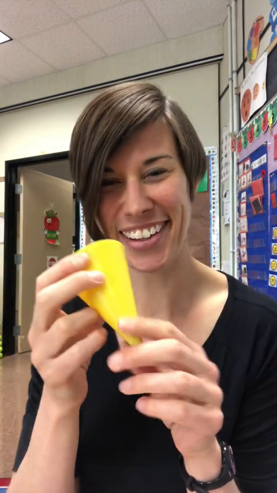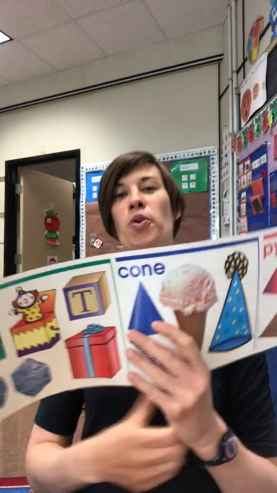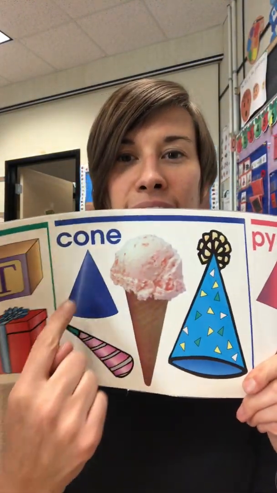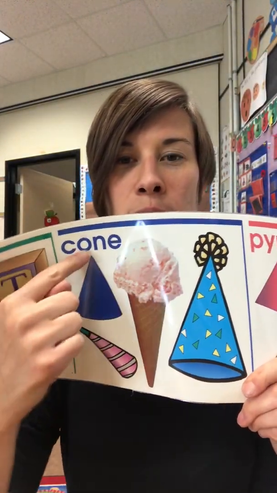It's flat on the top. It has a point on the bottom. It kind of looks like a weird nose. And there are lots of things in the world that have this shape. Let's take a look. So here's some cone shapes. Okay, so there's my example of what a cone shape looks like.